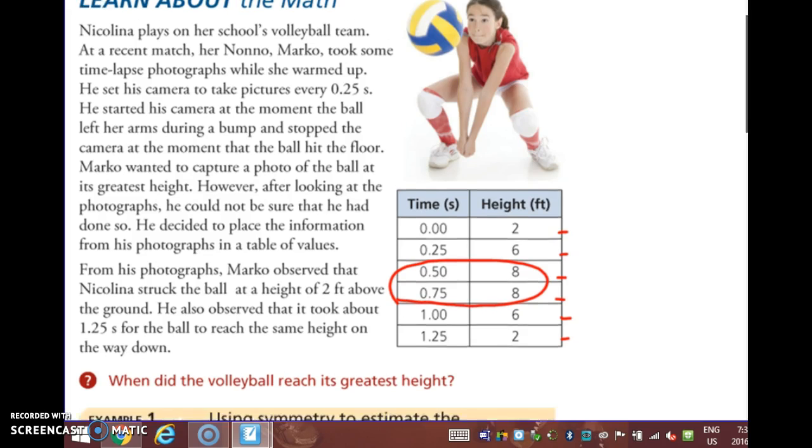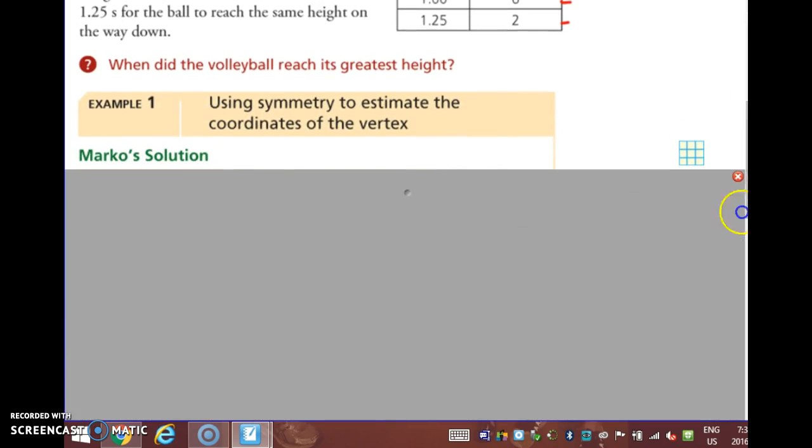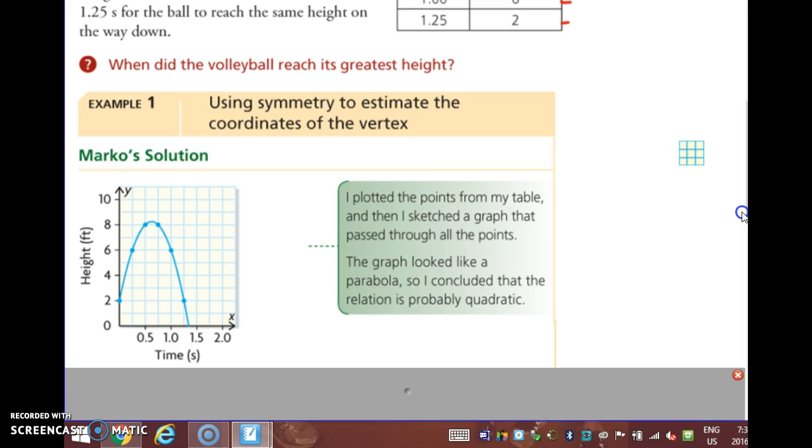If we were to graph this information, our graph would look something like this. At 0 seconds, the ball was at 2. At 0.25 seconds, the ball was at 6. At half of a second, it was at 8. At 0.75 seconds, it was at 8 again. And then it starts to descend back down to 2 feet.